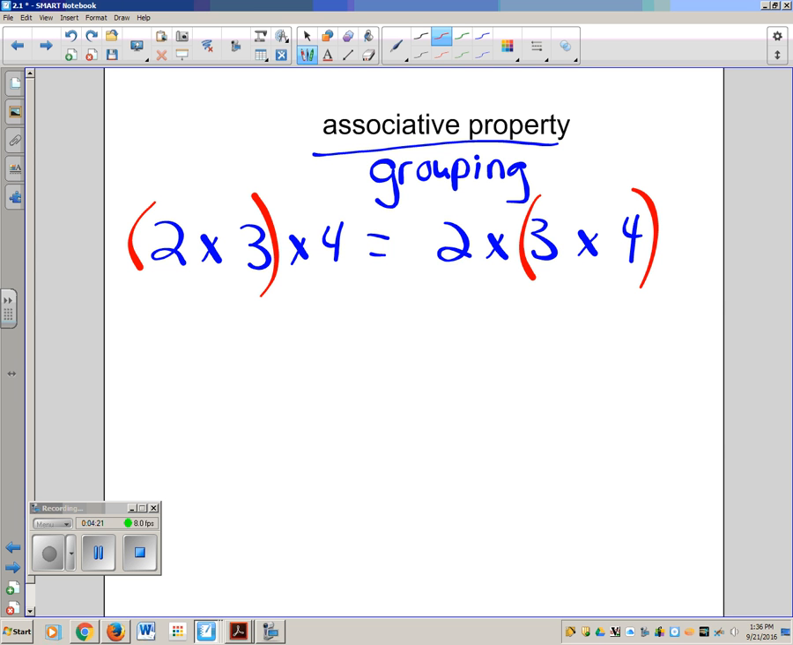2 times 3, always do your parentheses first. 2 times 3 is 6, times 4, 24. Equals, then you do the other side. 2 times 12, do your parentheses, and then that gives you 24.